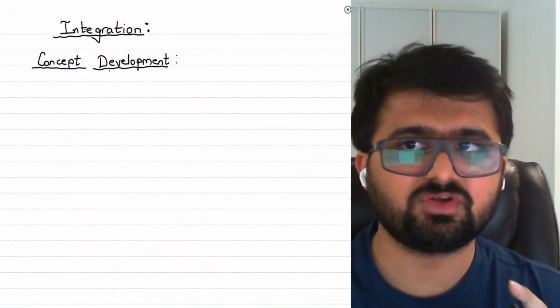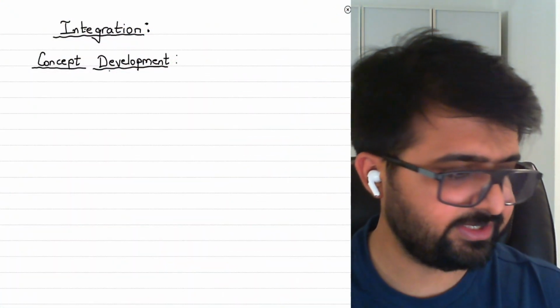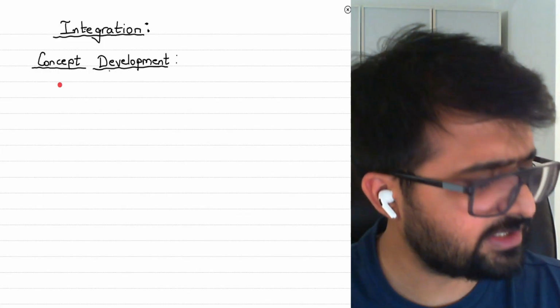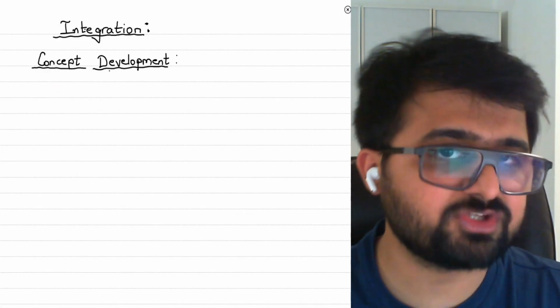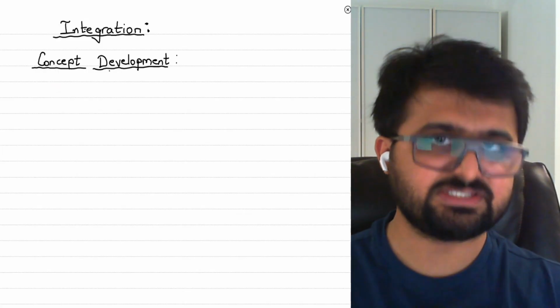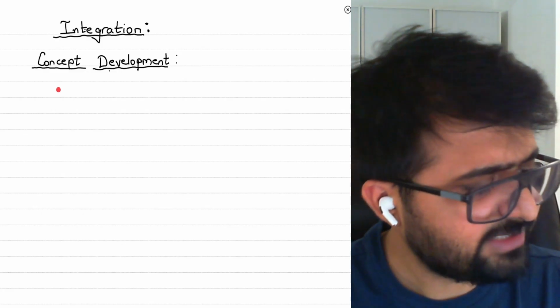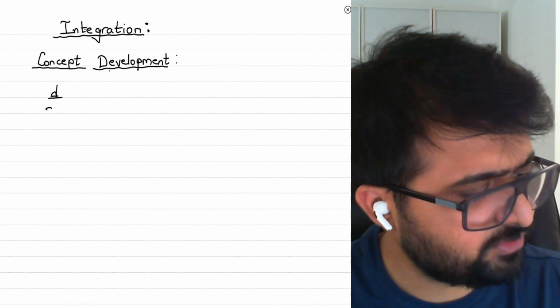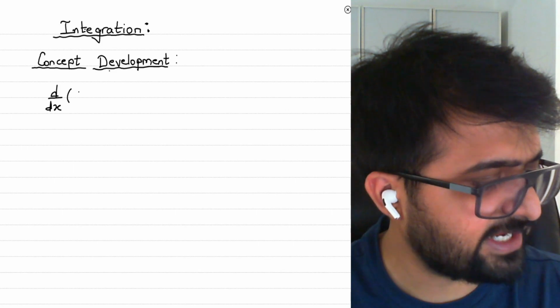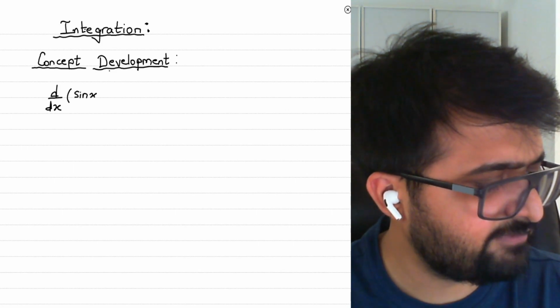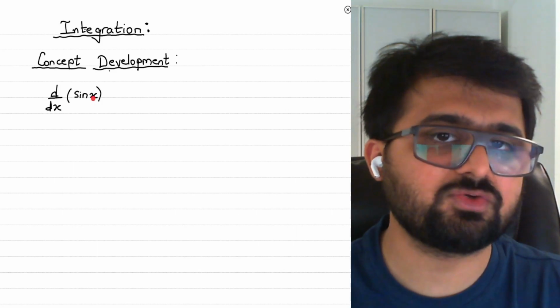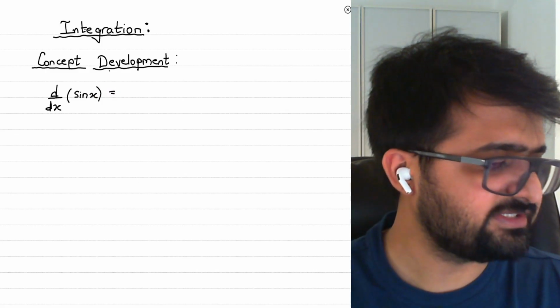Let's get started on the concept development of your chapter integration. The concept, the way it starts is from your chapter derivatives, which you have already studied. Now, let me take an example. Let's say we know d by dx of sine x, or derivative of sine x with respect to x. We know this is cos x.